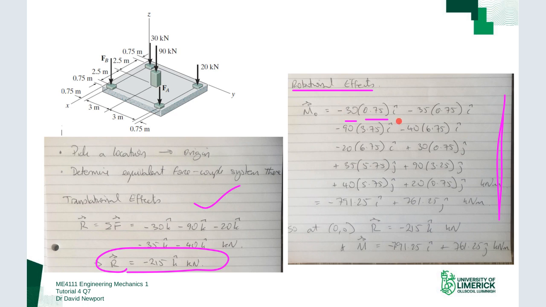Now what I'm doing is I'm not using the vector cross product because again, as in the previous example, all the forces are aligned in a negative z direction. Therefore, they only have a rotation effect about the x-axis and the y-axis, and they have no rotation effect about the z-axis.